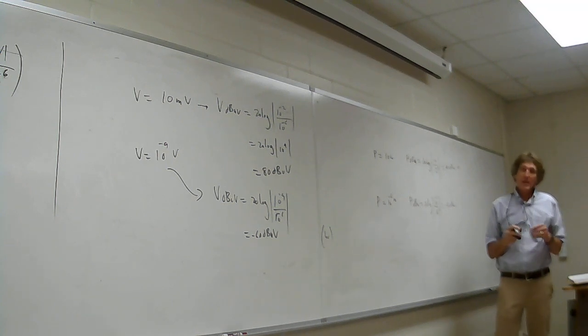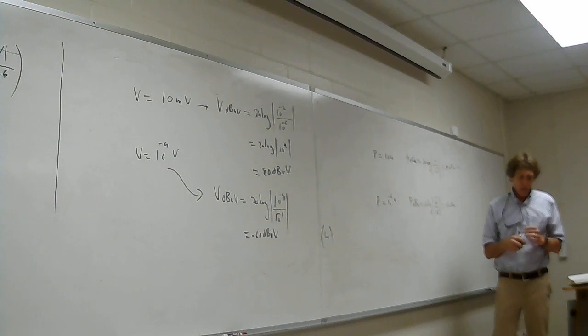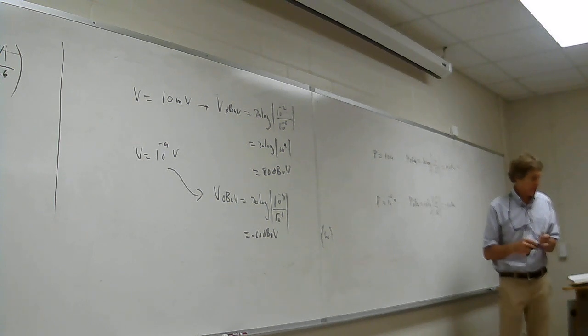dBm for power, dB microvolts or microamps for voltage and current, and that's typical. In EMC and the work, when you get into RF amplifier design, and things like that, you'll be using these type of units continuously.